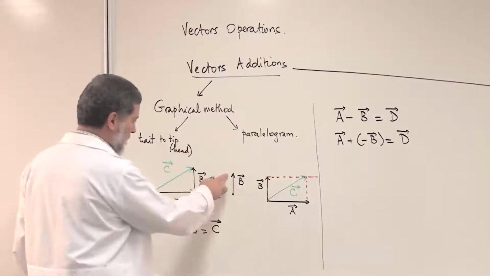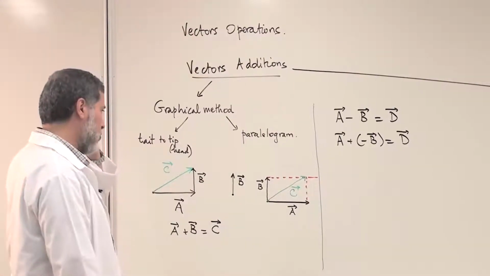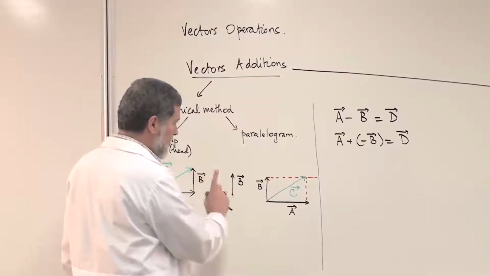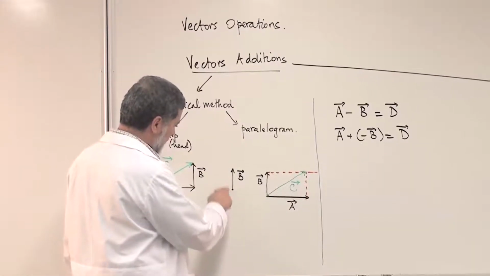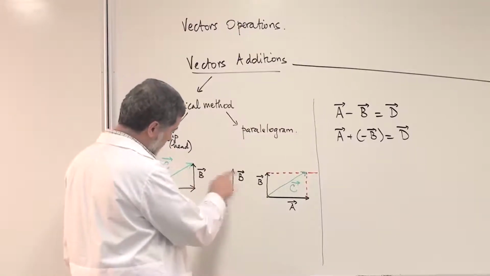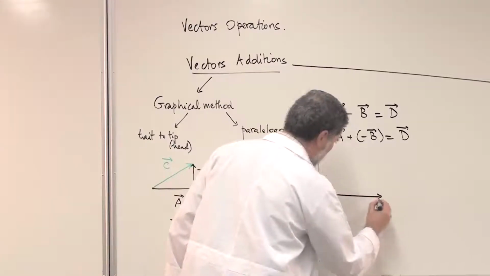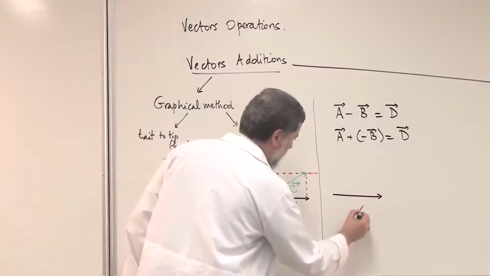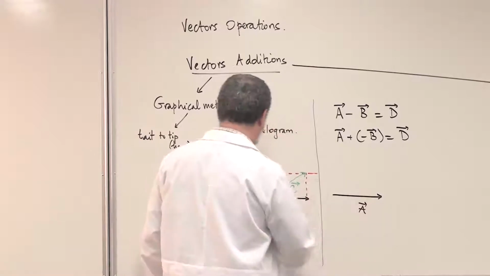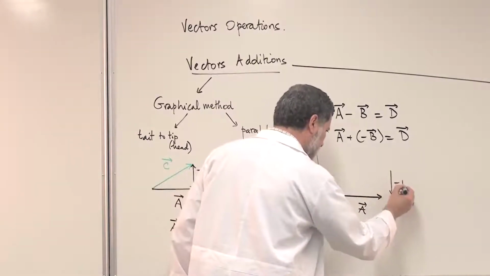Our vector B is here, as you can see it, and I'm going to show you how to draw minus B. Minus B will be a vector with exactly the same magnitude, but opposite direction, which means in this case it will be inverted. So my vector A will be the same as the vector A here, and my vector minus B will be the vector which is this. So this is minus B.